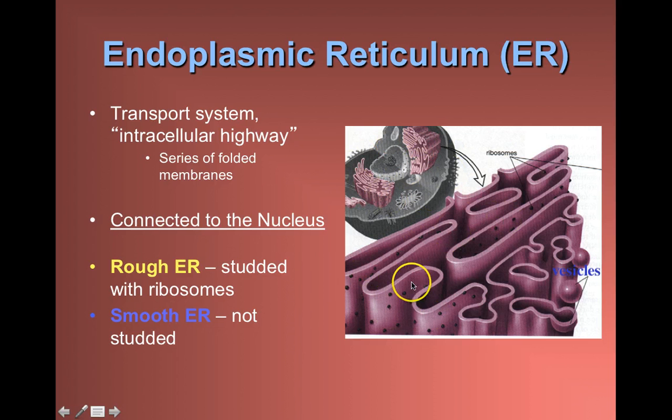We have our rough ER, which looks like it has 5 o'clock shadow because all these ribosomes are attached to it. And then we have our smooth ER. There's nothing attached to this. Okay, this is an intracellular highway. It's going to wrap around as whatever it needs to and transport it inside of the cell. It also does chemical reactions.